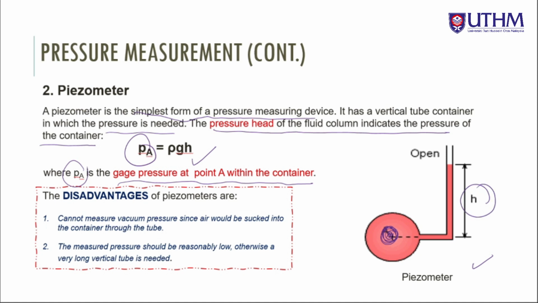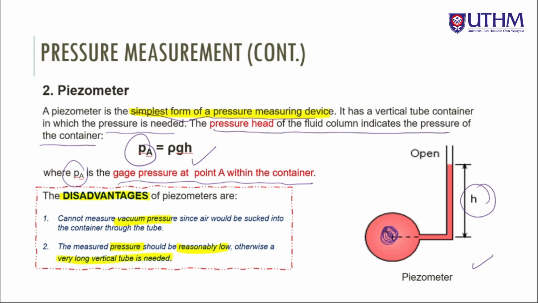However, there are few disadvantages, because piezometer ni macam cakap tadi, it is the simplest form of measuring device. However, since it is simple, of course there are disadvantages. So firstly, it cannot measure the vacuum pressure, since air will be sucked into the container through the tube, sebab dia open ended. And secondly, the measured pressure should be reasonably low. Pressure tu tak boleh tinggi sangat, otherwise a very long vertical tube is needed.